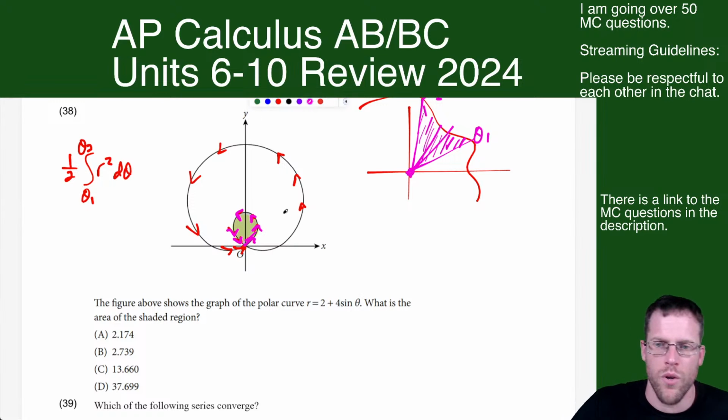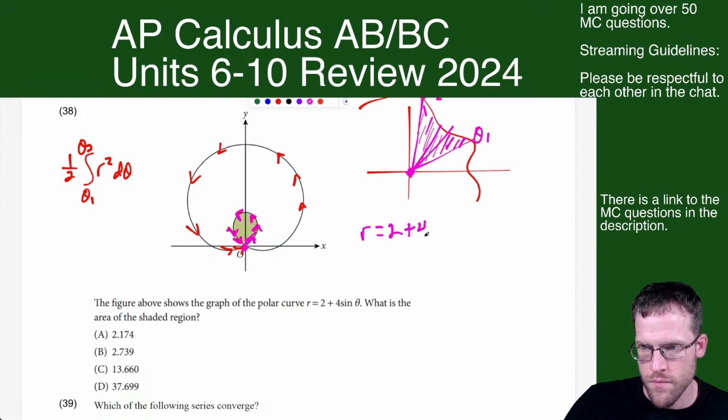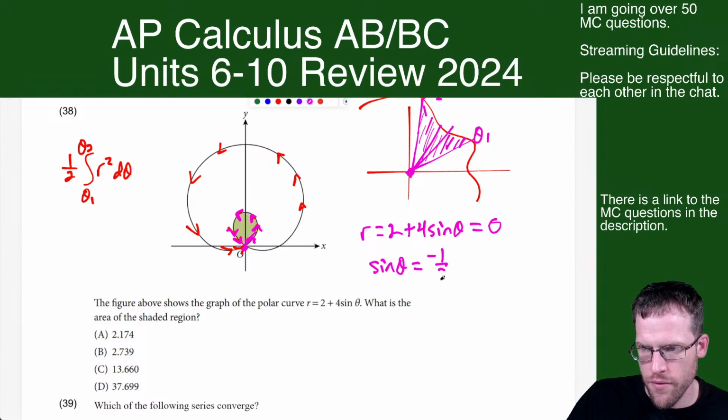So the $1 million question is, when do we enter the loop and when do we exit the loop? We enter the loop when r is equal to 0 because we're going to the origin. So we set this equal to 0. Okay, and now this is going to give us sine theta; subtract 2, divide by 4, gives you negative half.